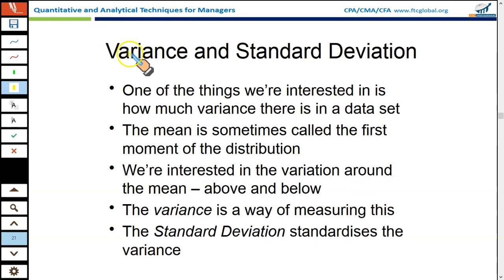Okay, next important topics for today: variance and standard deviation. One of the things we are interested in is how much variance there is in a data set. Variance and standard deviation, these two are statistical terms used to describe how spread out or how scattered data points are in a data set. So let me explain these concepts using a simple example.